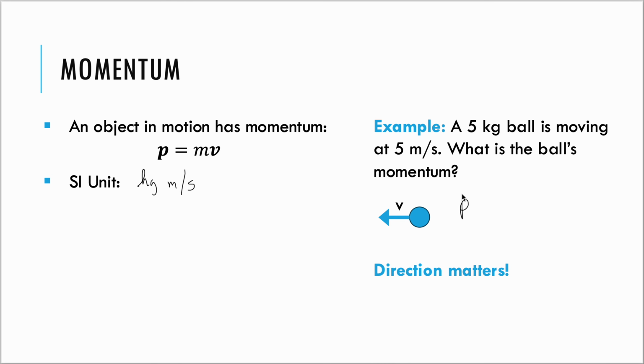So the momentum is going to equal the mass, which is 5, times the velocity, which is negative 5 meters per second. That's going to give us negative 25 kilograms times meters per second. So always pay attention to the direction when calculating momentum.